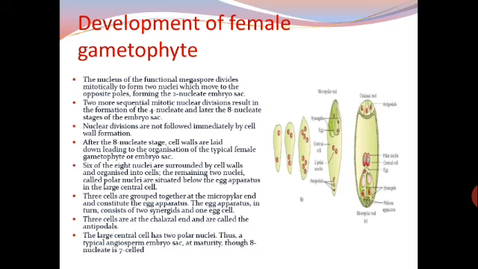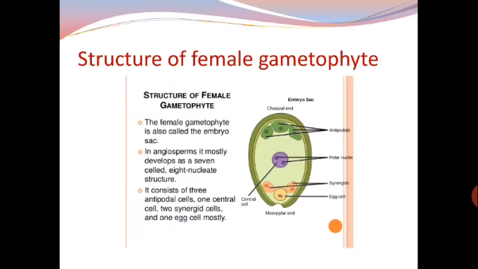Again a very important question for 5 marks: development of female gametophyte. In the exam they may also ask, explain the structure of female gametophyte. In that case you have to only explain the structure of this embryo sac, and you have to draw the diagram showing antipodals towards the chalazal end, egg apparatus comprising synergids and egg cell towards the micropylar end, and the polar nuclei, and describe the structure of this embryo sac or the female gametophyte.